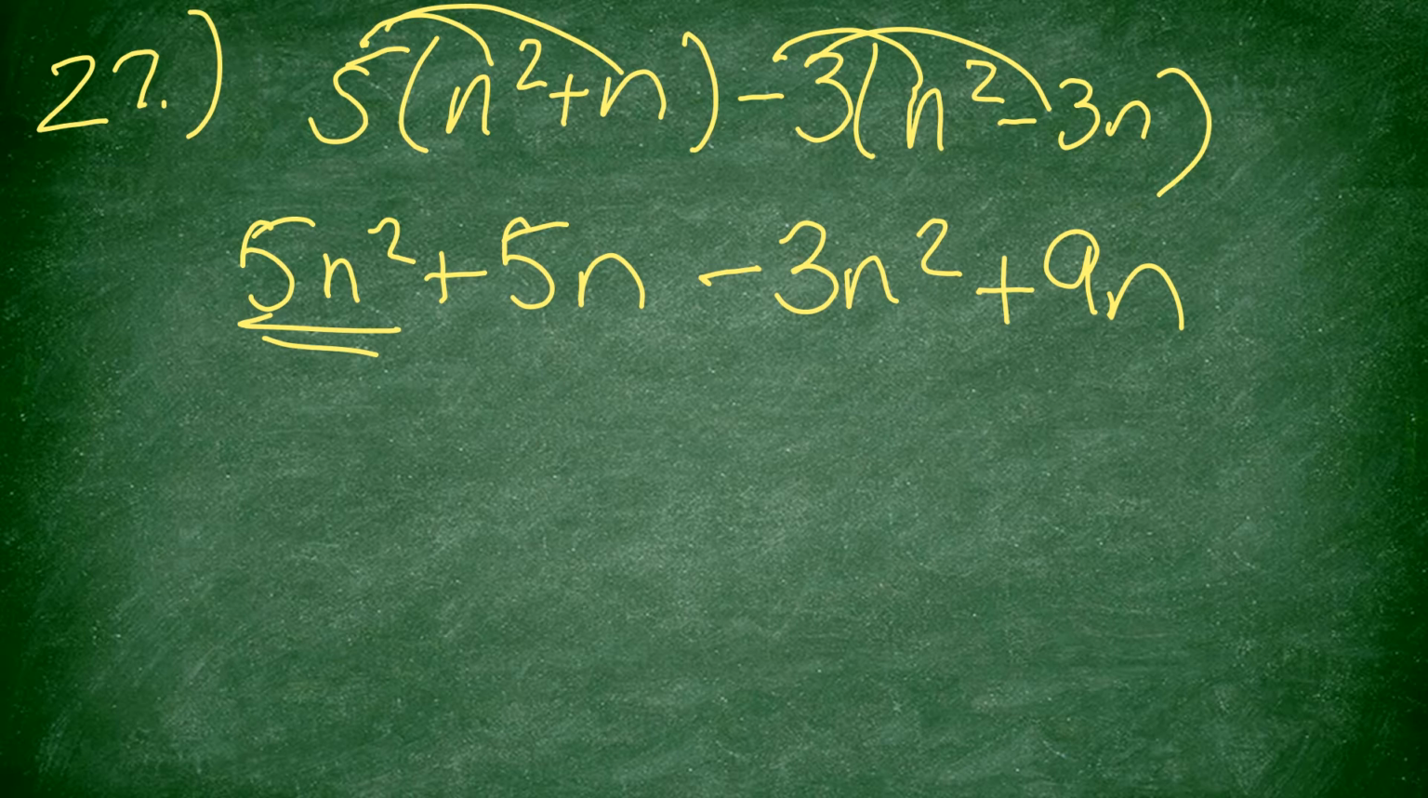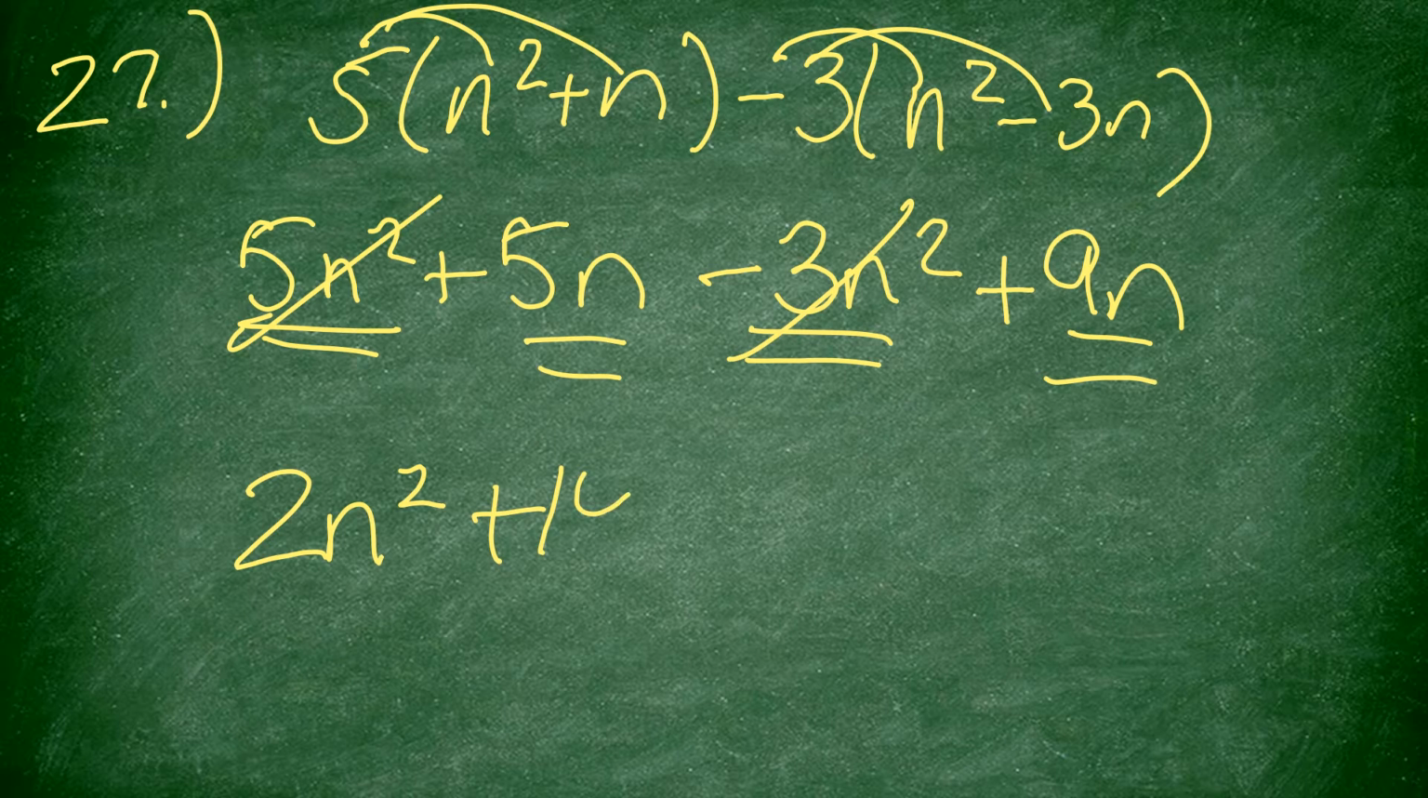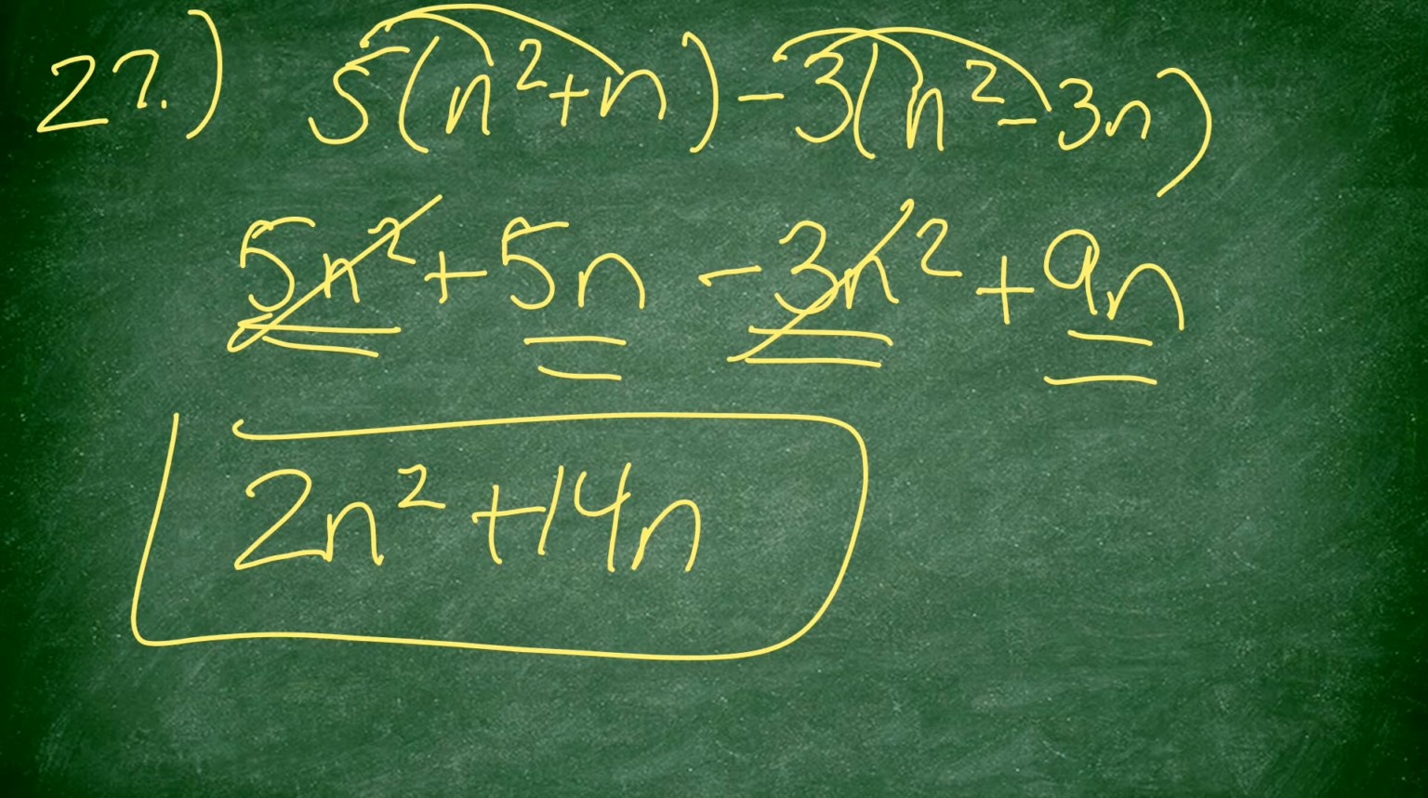Combine my like terms. 5n squared goes with negative 3n squared, so I get 2n squared. Cross it off because I'm done. 5n and 9n is plus 14n. That's my final answer. All right, that finishes this. Any questions, let me know.